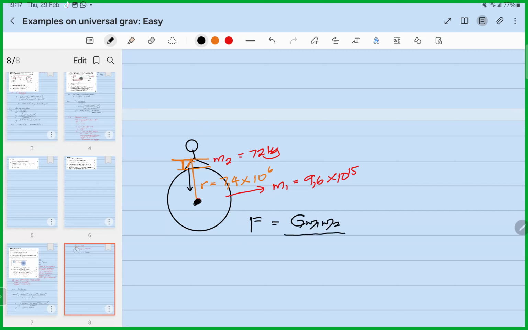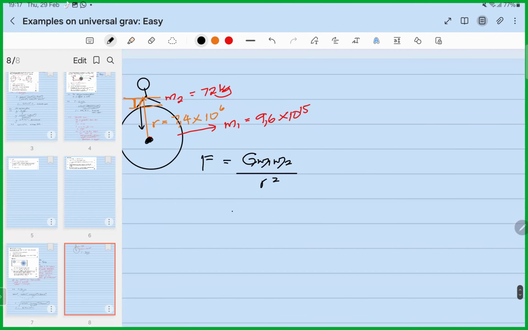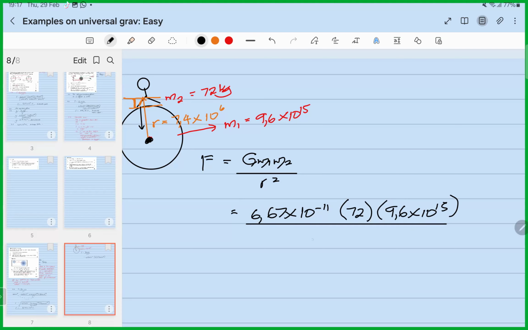So they tested it twice. Interesting. They really don't do that. 6.67 times 10 to the minus 11. 72 is the first mass. 9.6 times 10 to the 15 is the second mass. And 7.4 times 10 to the 6 is the radius of Phobos squared.